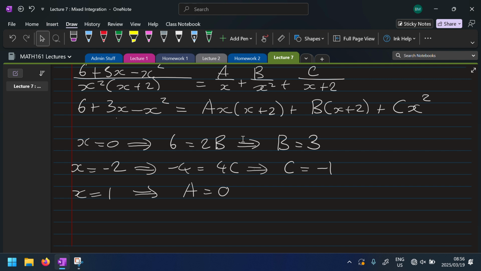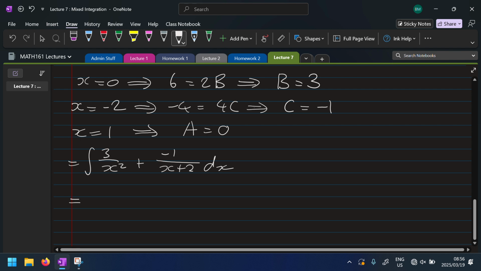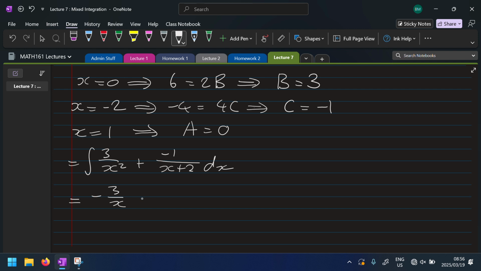Okay, so let's put everything together. So this will be the integral. A is 0, so we can ignore that one. We know b is 3, so that's going to be 3 over x squared. And c is minus 1, so it will be minus 1 over x plus 2. Okay, and now we just integrate. So the first one, that will be minus 3 over x. And the second one, natural log, but with the minus in front. So minus natural log x plus 2.